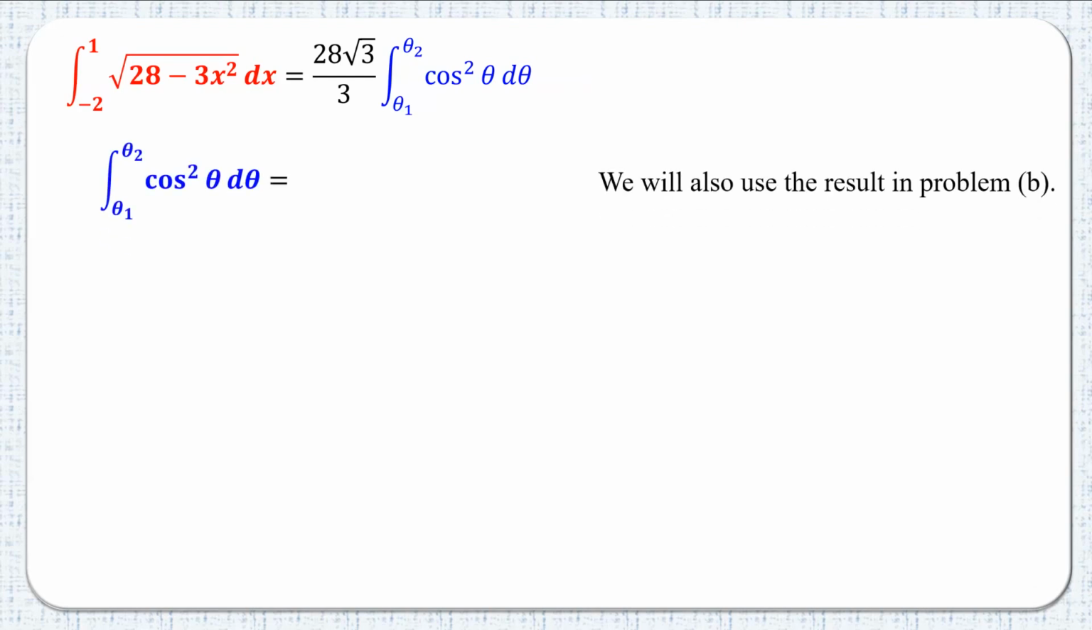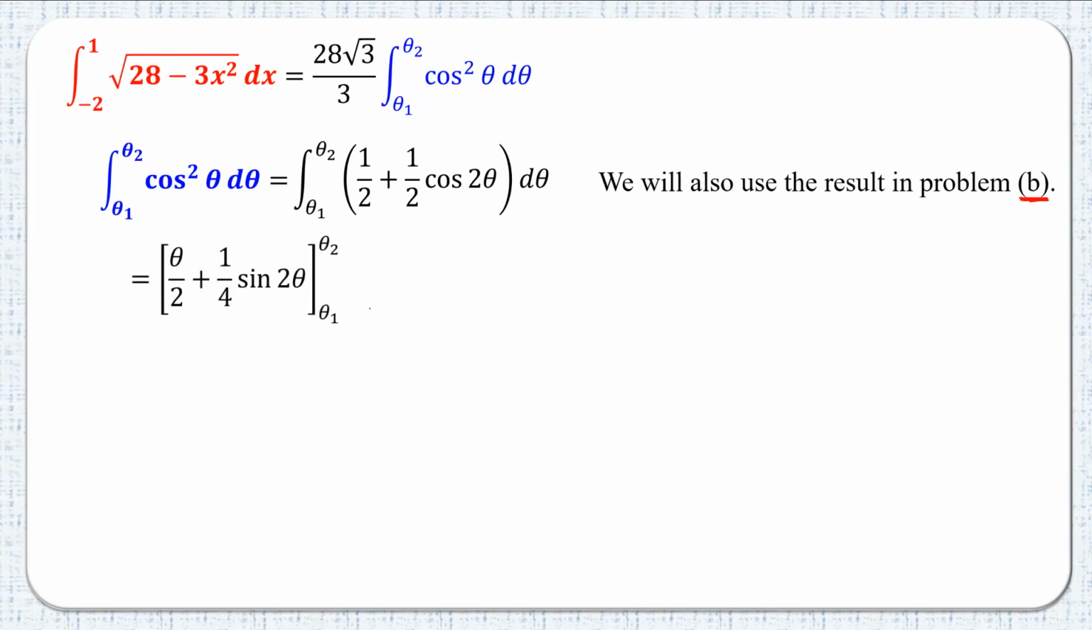And let us actually consider the integral of cosine square theta separately, because we are also going to use the result of this integral in the next problem. Of course, the well-known method to integrate cosine square theta is to apply the half-angle formula to change the integrand function into 1/2 plus 1/2 cosine 2 theta. Then we can obtain the antiderivative theta over 2 plus 1/4 sine 2 theta.